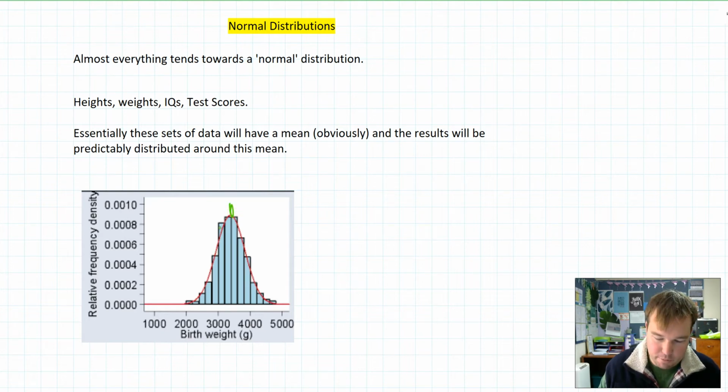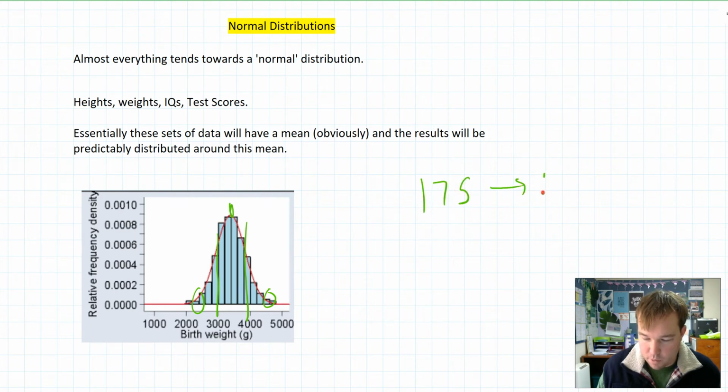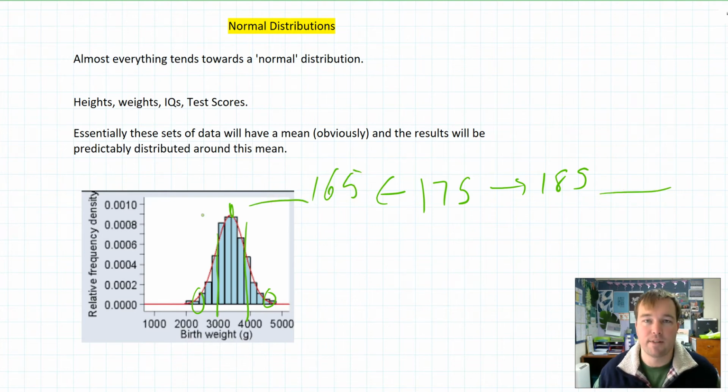The vast majority of babies are within a set distance of the mean, and then very few are at the extremes, and this makes sense in terms of heights, weights. The vast majority of men are around 175 to 185, and 165. There are not many either side of that. Essentially, as you go away from the mean, there are fewer and fewer elements of the population. And this results in what we call a bell-shaped curve, and it comes up again and again in statistics.